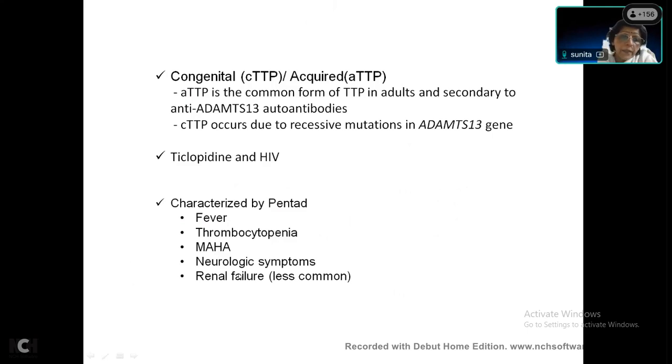Now remember one thing, this pentad, not always all five should be there. If you have only two features or maybe three features, then you can think of this diagnosis for confirmation. Now, in DIC, generally PT-APTT will be deranged much, but here the PT-APTT usually remain normal.